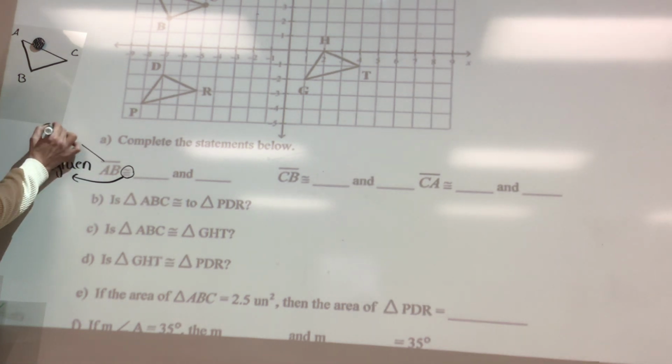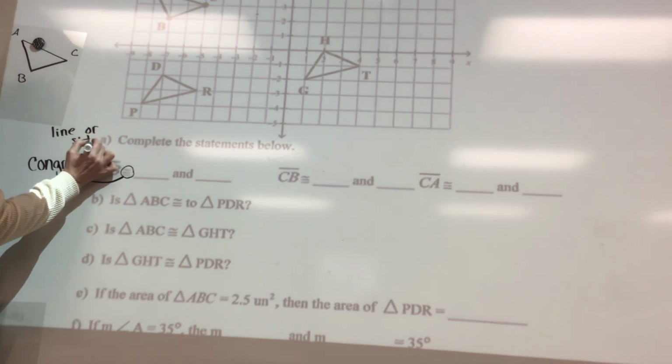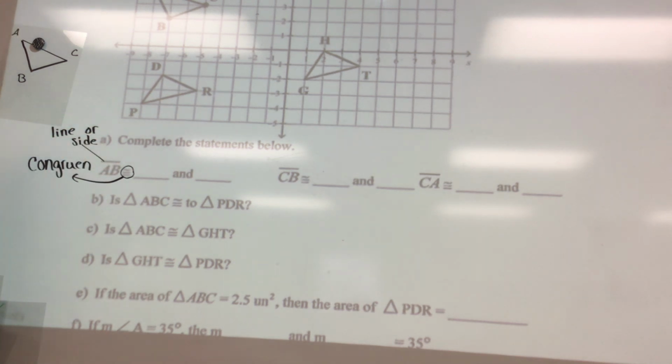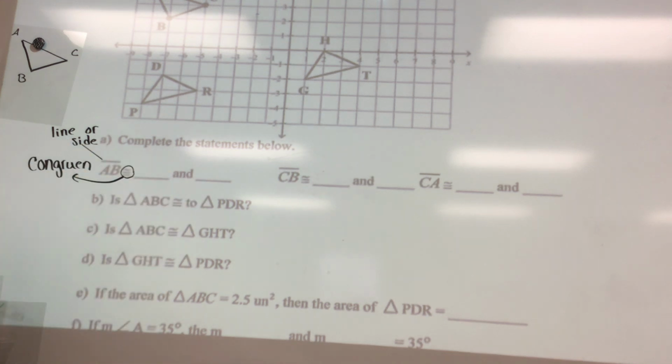That line means line or side. Make sure you label both of those. So this is side AB is congruent to blank and blank. Now I'm going to show you a shortcut for how you can do this without any pictures.